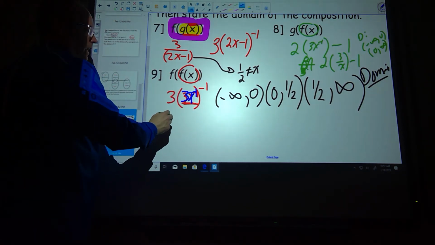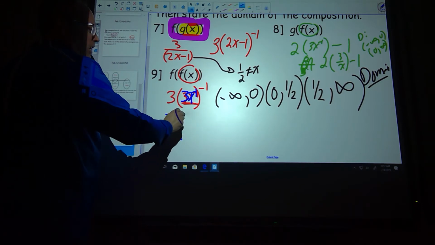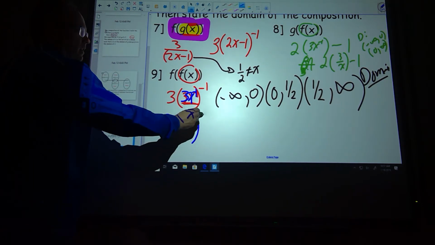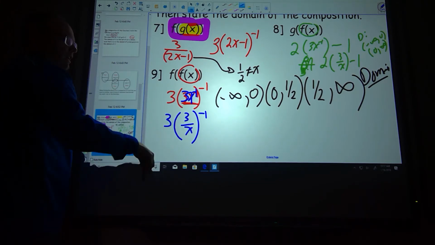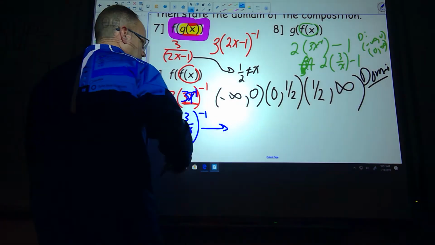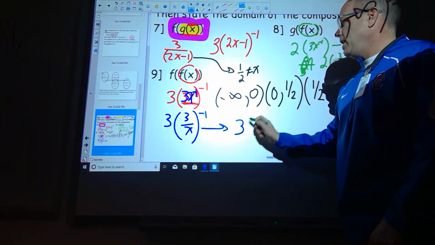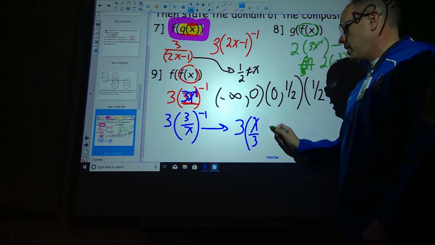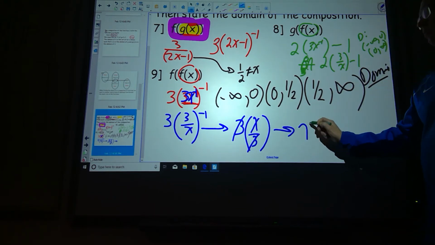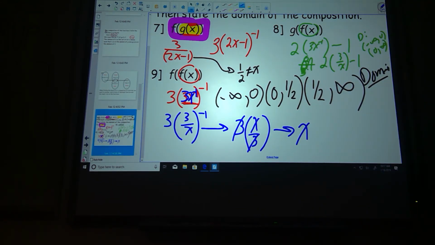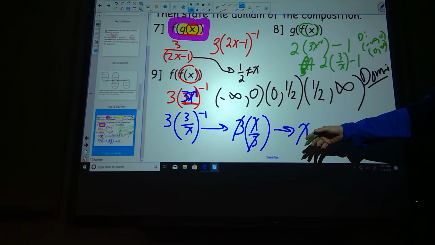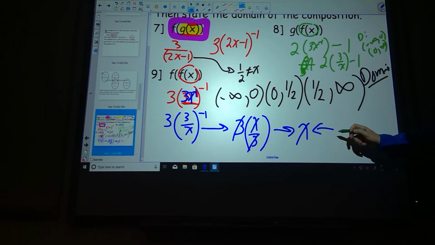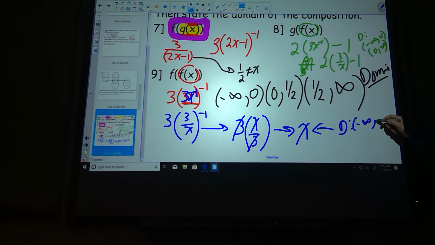So then I'm going to take care of the inside. Agree? What does that negative 1 do to the outside now? Flips it. That's going to give me 3 times x over 3, which then cancels, which then gives me x. But was my original stuff restricted? Yes. As x sits here right now, it says anything works. But my original had a restriction at 0. So my domain has to have the same restriction.